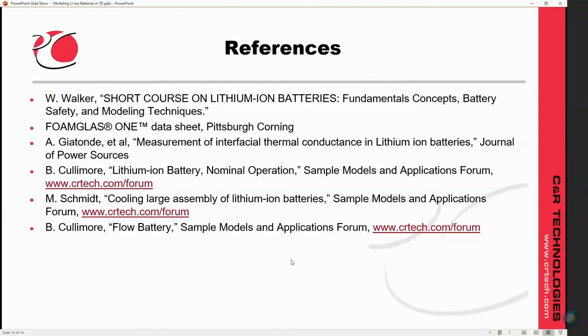And then some of the different references we have, and I've mentioned some of the sample models that I've pointed to, you can find on our forum. There's the primary lithium ion battery, which is then reused for our TD block reference. And then we have the large assembly of lithium ion batteries, which has flow channels on either side, so we have active cooling on our batteries. And then of course that flow battery is there as well.